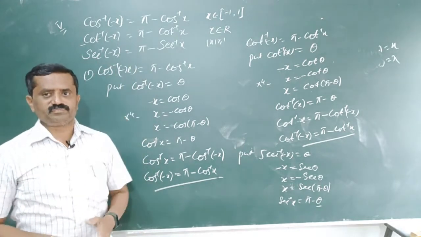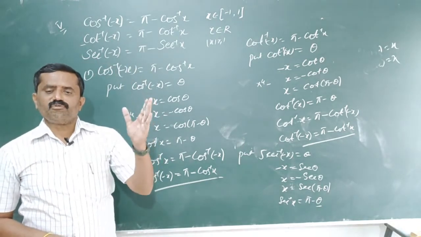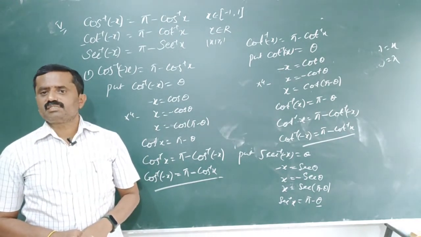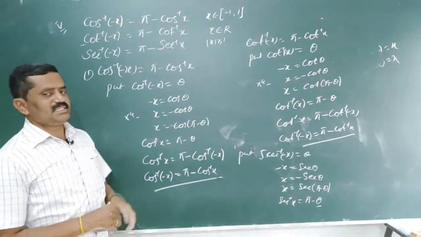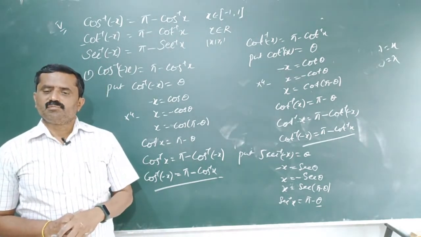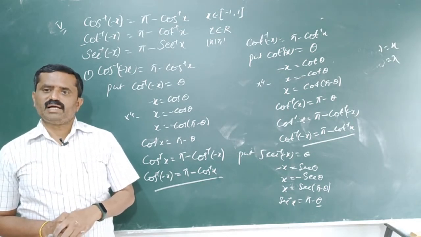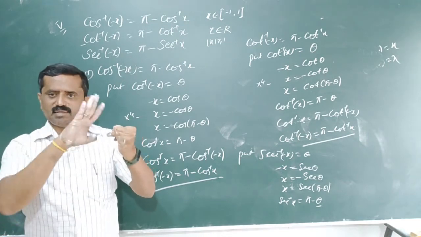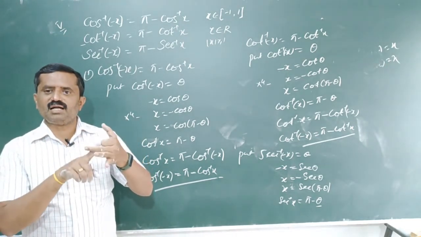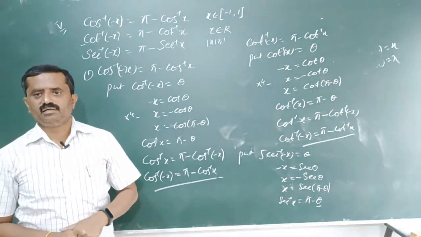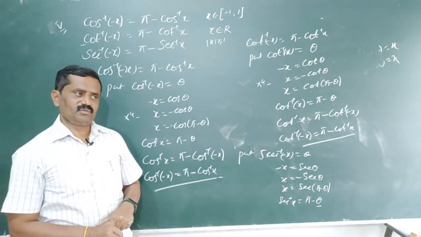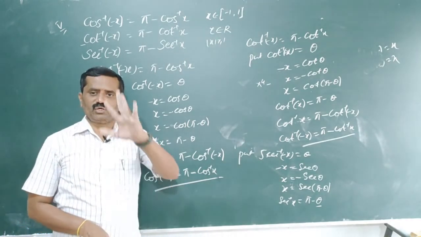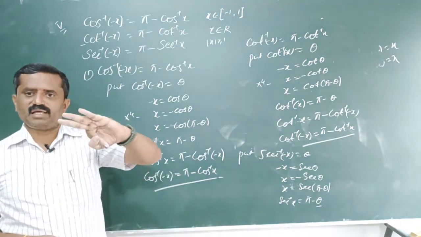Then the second one, cot inverse of minus x is equal to pi minus cot inverse of x. Then we have secant inverse of minus x is equal to pi minus secant inverse of x. For the first three, sine, tan, and cosecant, the minus comes outside, whereas for cos, cot, and secant, it is pi minus the respective inverse functions.